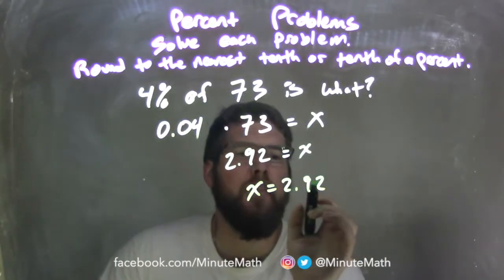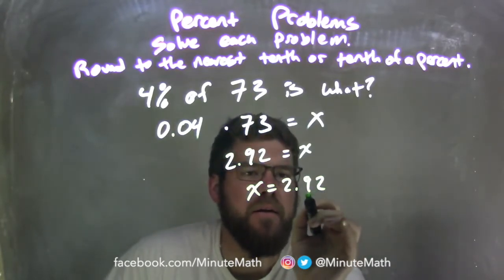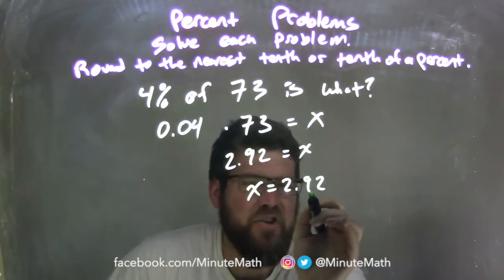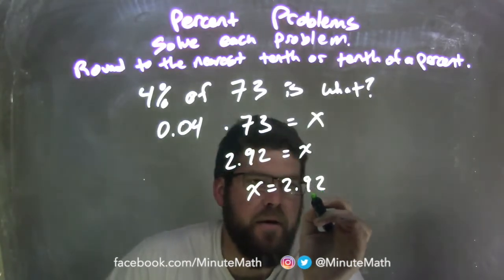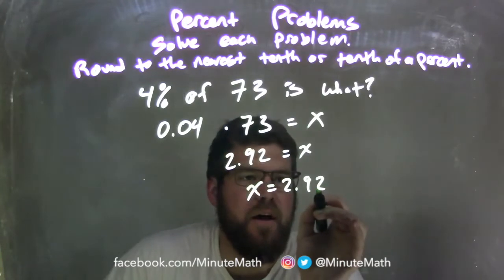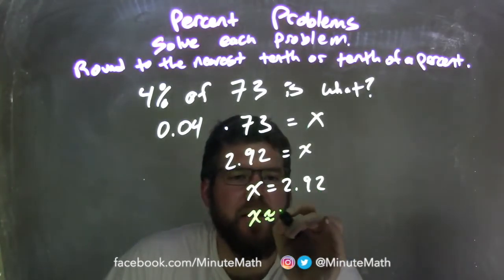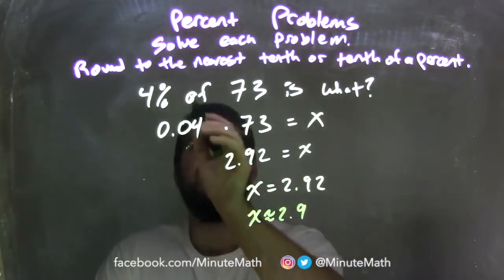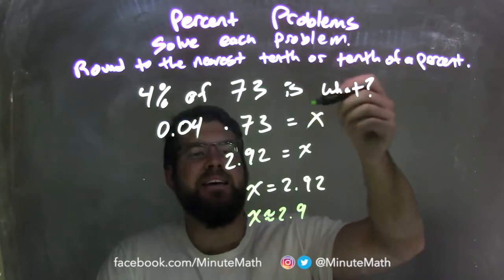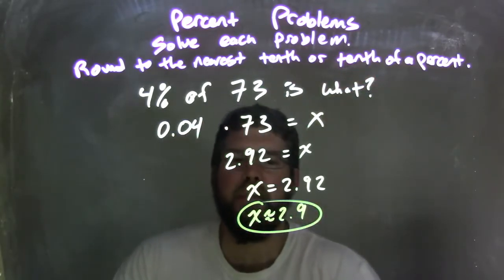It looks nicer. But now I need to round to the nearest tenth. So look at the 9 and the 2. The 9 is where that could change, and the 2 causes the 9 to stay where it is, because it's less than 5. So x is approximately equal to 2.9. And what that does is answer our question here. It says 4% of 73 is 2.9, approximately.